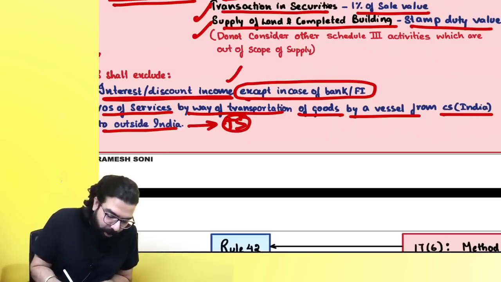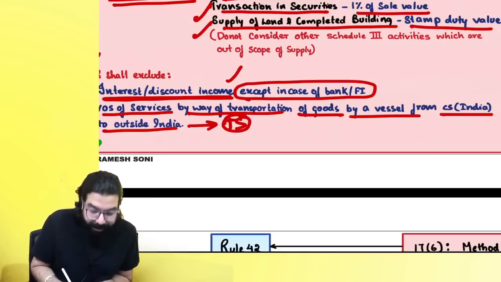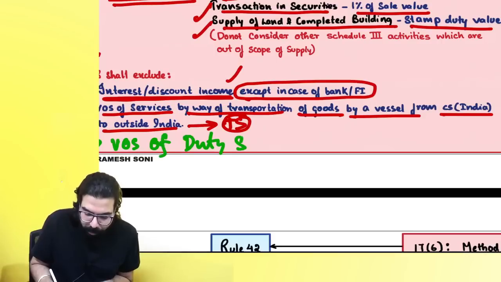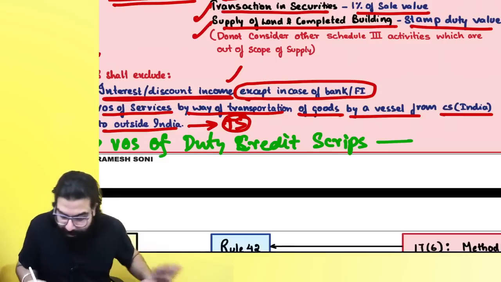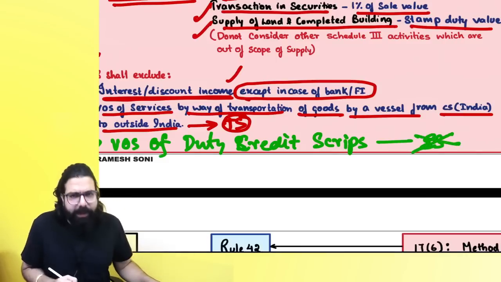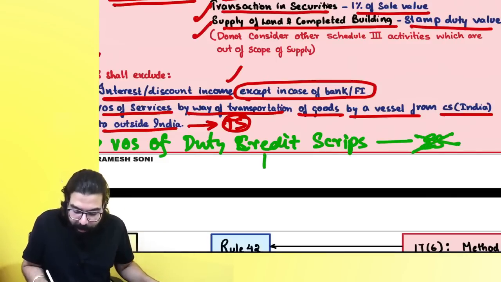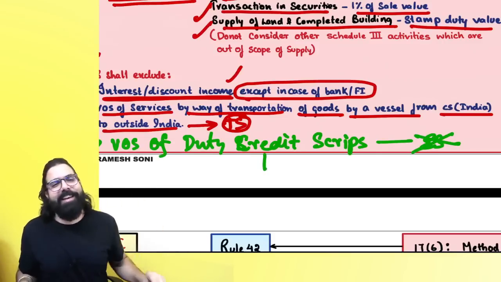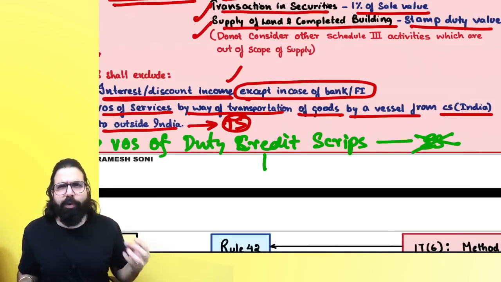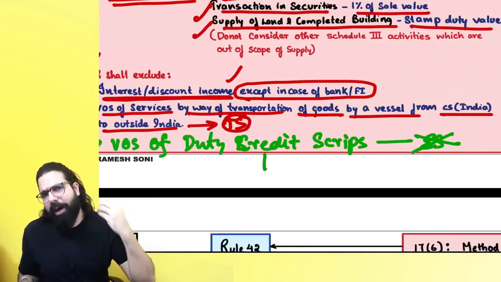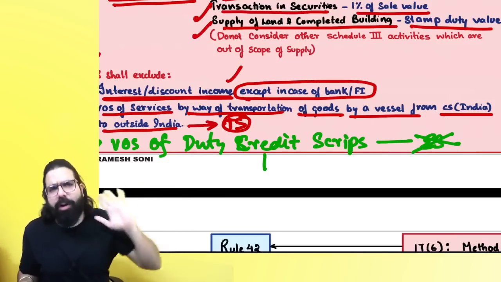Here the government has made one addition: the value of supply of duty credit scrip. Duty credit scrip is now not to be considered as exempt supply. This is the duty credit scrip which you get under the SEIS scheme, the RODTP scheme. SEIS is the Services Export from India Scheme, and RODTP, all these are in your FTP.